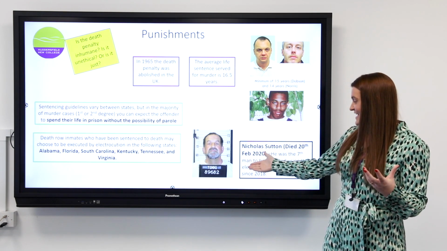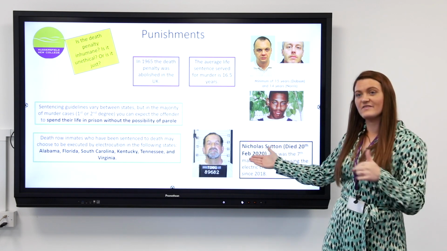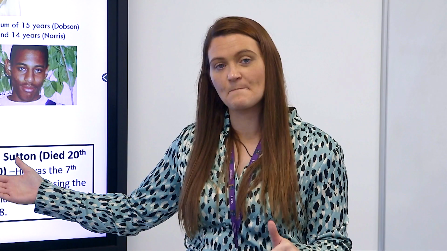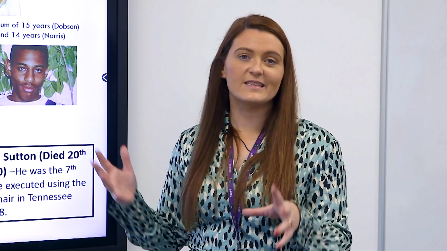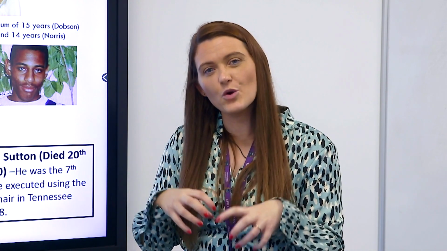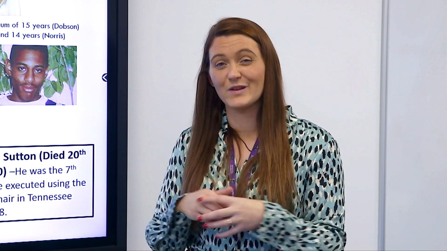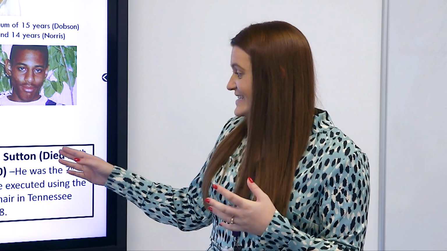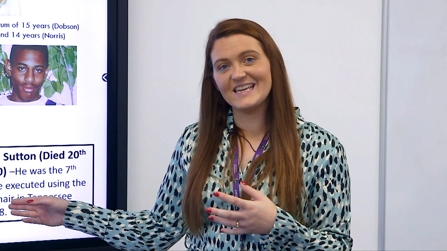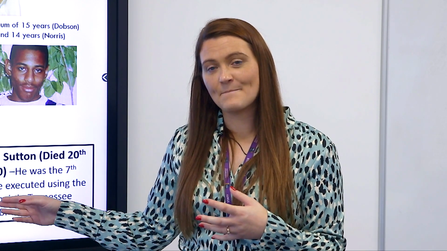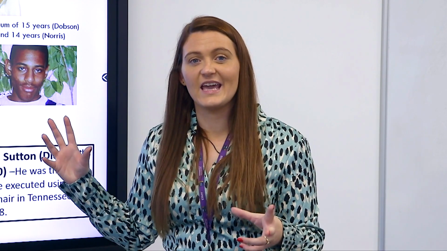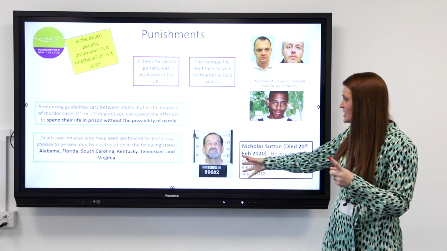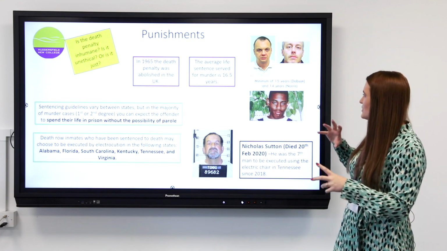But look at this guy's face. This guy is Nicholas Sutton. February of this year, he was sentenced to death. He was electrocuted in Tennessee. Because quite interestingly, the law in Tennessee says that death row inmates can actually choose how they want to die. The majority will choose lethal injection, but he was the 7th inmate since 2018 to choose the electric chair. Now what I want you to just really focus on here is the fact that we've got the same criminal behaviour, murder and a murder here, but there's really different outcomes.